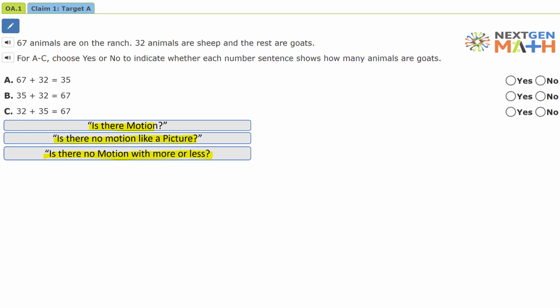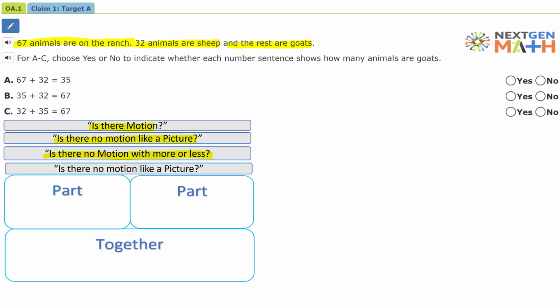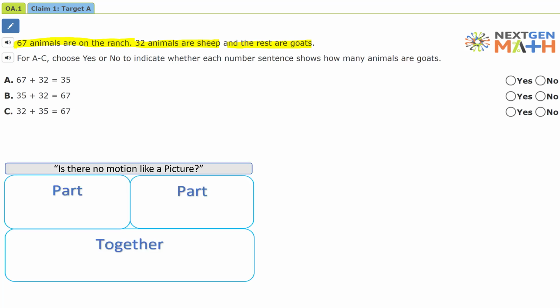So here we go. 67 animals are on the ranch. 32 animals are sheep and the rest are goats. This is like a picture. You could actually just see sheep and goats. So part of the animals are sheep. So 32 animals are sheep. That's what we get right here.